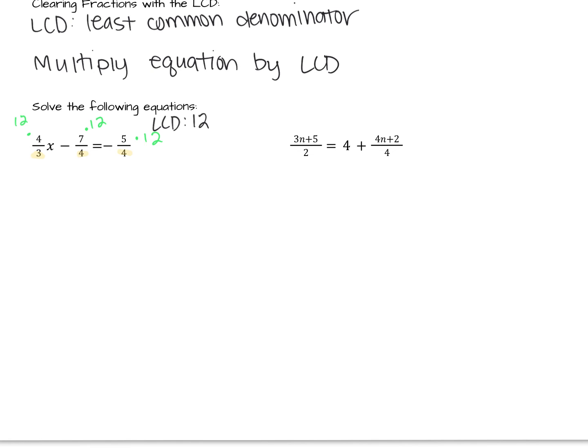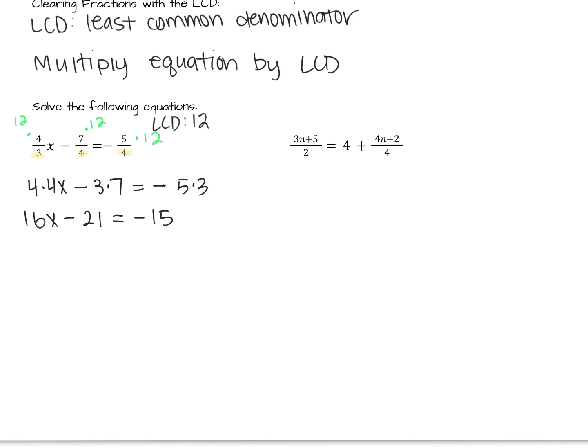So when I do 12 times 4/3, what I like to do first is divide by the denominator before I multiply. So 12 divided by 3 is 4. That leaves us with 4 times 4x minus, and then 12 divided by 4 is 3, 3 times 7 equals negative, and then 12 divided by 4 is still 3, which is 5 times 3. Now I'm going to multiply, so I get 16x minus 21 equals negative 15.